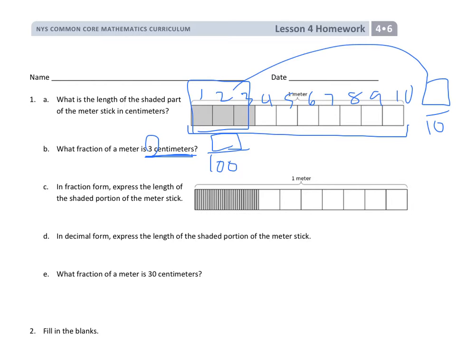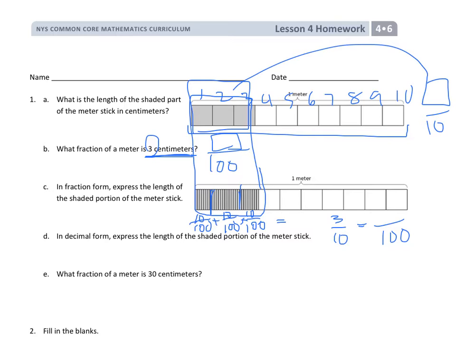For part C, it's asking in fraction form to express the length of the shaded portion. You'll notice these two portions are the same. Each of these tenths up here has been turned into 10 hundredths. So this first part is 10 hundredths, then there's 10 more hundredths, and then 10 more hundredths. My lines aren't exactly accurate, but students should see that they're adding those up or thinking about what's equivalent to 3 tenths, how many hundredths. That's going to help them solve C.